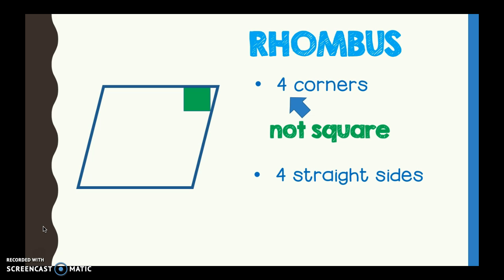Also, a rhombus has 4 straight sides. That's similar to a square and also a rectangle. And they're all the same size. So, all of the sides have to be exactly the same length. Not too big, not too small. So the only difference between a rhombus and a square is what? What's the difference between a rhombus and a square? That's right, the corners. Remember, a square has those square corners, but a rhombus doesn't.